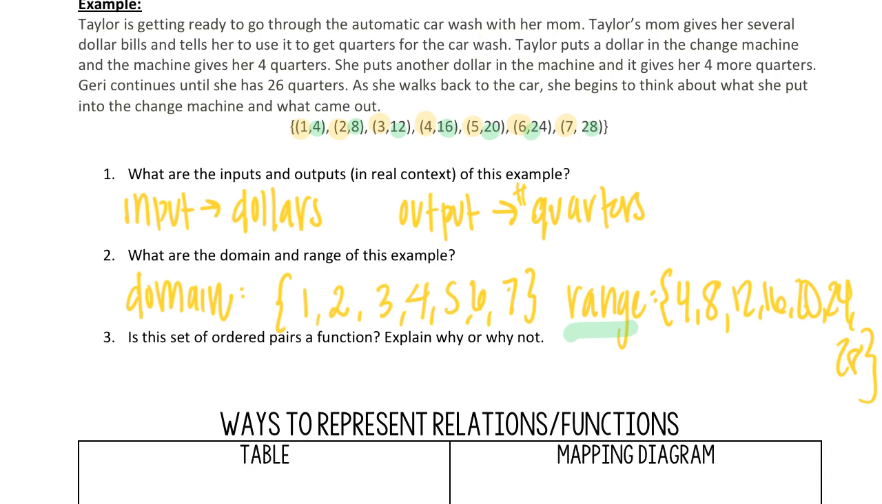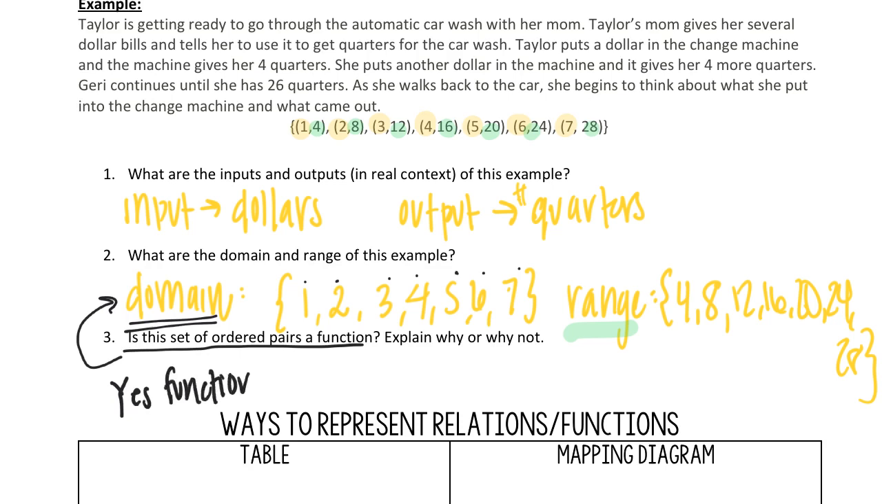Now, if we're trying to determine if it's a function or not, remember to think, do we care about the domain or do we care about the range? We care about the domain. So if we're determining if it's a function, we look back at our domain. Do any of these x values repeat? The answer is no. So we would say, yes, this is a function. The x values do not repeat.